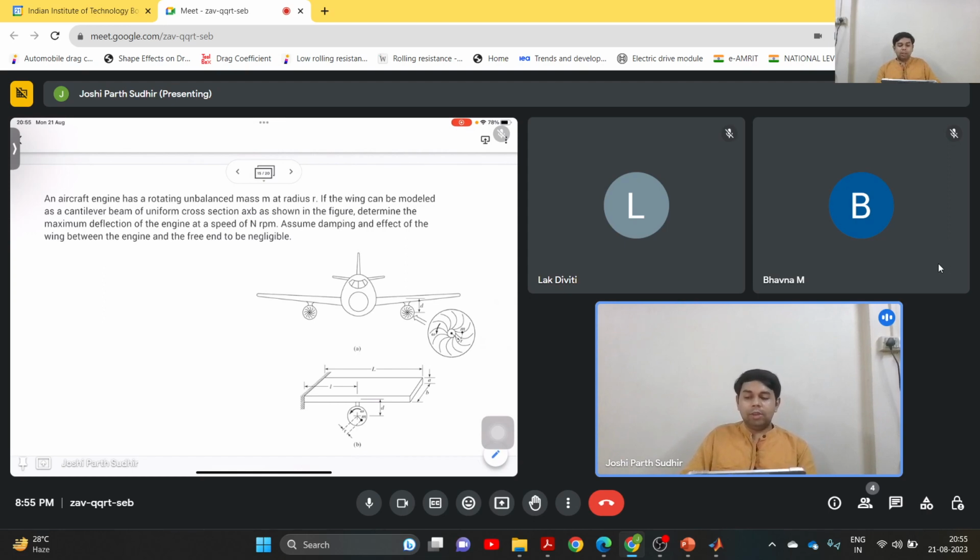Then it is given that we can model the wing as a cantilever beam of uniform cross section A by B, which is shown over here. We have to determine the maximum deflection of the engine for a speed of n rpm. It is also given that we assume the damping and the effect of wing between the engine and the free end to be negligible. So any idea how we can approach this problem?